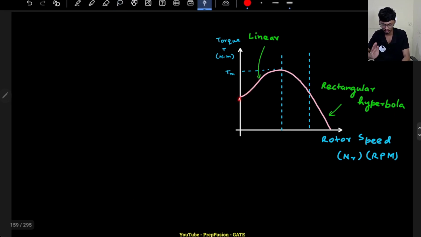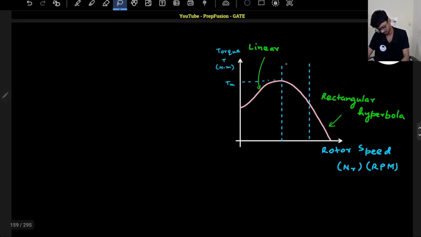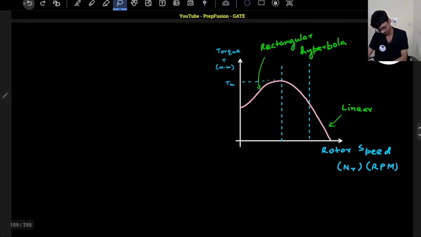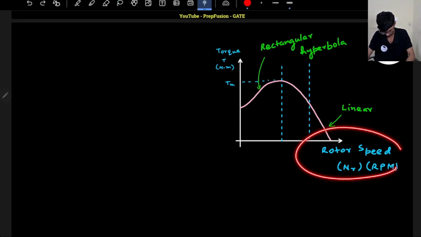Initially, if the slip is increasing, this is with respect to rotor speed, and rotor speed is kind of proportional to the slip. Okay, sorry, one mistake, no, this is correct only. We are plotting with respect to rotor speed now.